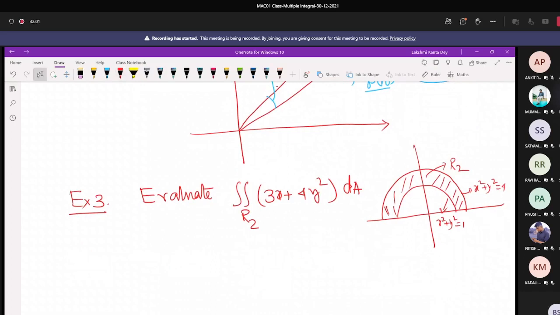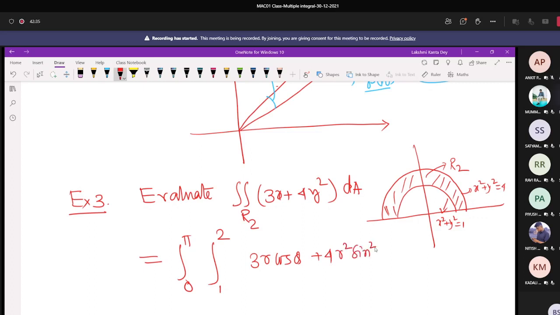We can calculate by means of Cartesian coordinates also. There is no issue, but it is a little bit difficult. But I can write this in terms of the polar coordinate system. So theta goes from 0 to pi, and r is 1 to 2, of 3r cos theta plus 4r square sine square theta into r dr d theta, because dx dy is replaced by r dr d theta. So this is basically what we have to do.